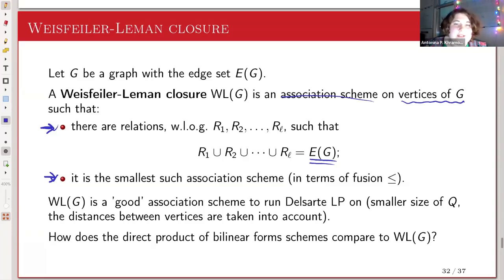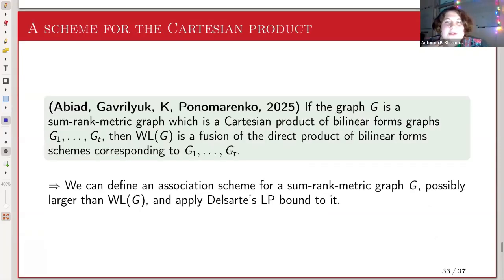So the smaller it is, the better for us computationally. So yeah, this is what we call a good scheme. And the question is, how does this compare to the scheme that we introduced, the direct product of bilinear form scheme? So our main result of the paper is that it does compare.